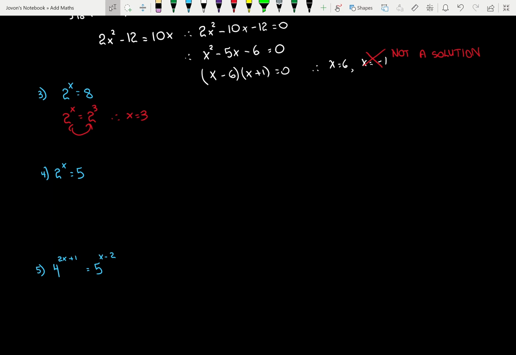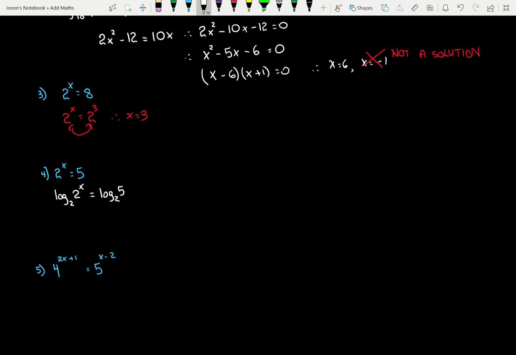Remember, just like how we could drop the logs, we could also add in logs on our own. Remember that rule? So taking logs, you have to take them on both sides. You could take it to any base. Sometimes the best thing to do is to take log to base 2. In this case, why? Because we'll have log to base 2 of 2 to the power of x is equal to log 5 to base 2.